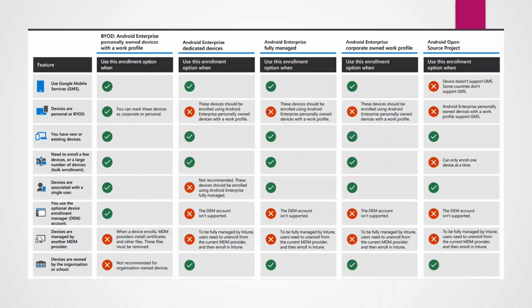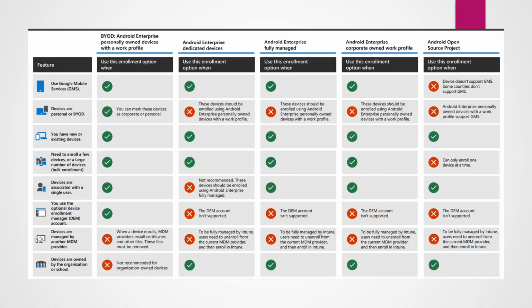The Android Enterprise dedicated enrollment is appropriate when the organization owns the device, the device performs one or a limited number of tasks, multiple people may use the device, or no personal application and data are required on the device. Although dedicated devices may support Google mobile services, they should not be treated as personal devices. The device enrollment manager accounts are not supported for this method.